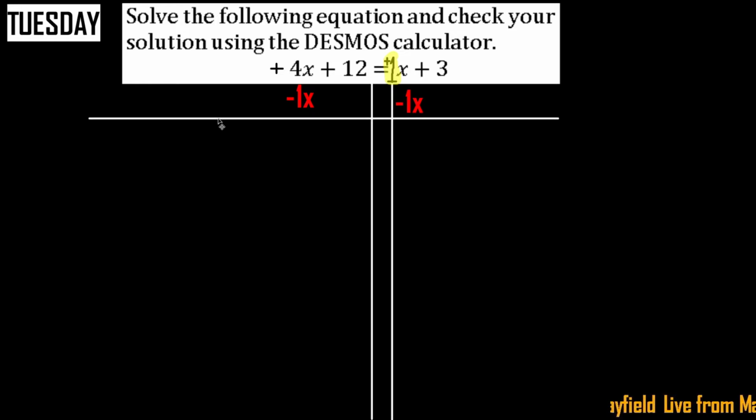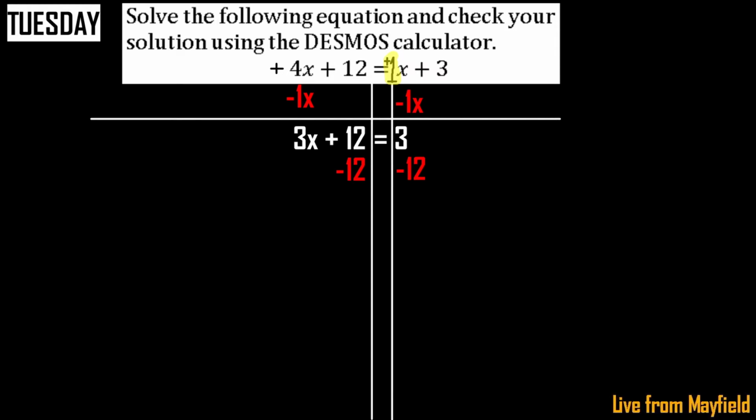So I'm going to do, on the right side, 1x minus 1x is 0, plus 3 is 3, and then on the left side I have 3x plus 12. So now this is my equation: 3x plus 12 equals 3. I need to get rid of any terms that are not the variable terms, and so I subtract 12 from both sides. So I have minus 12. Whatever I do to one side, gotta do to the other.